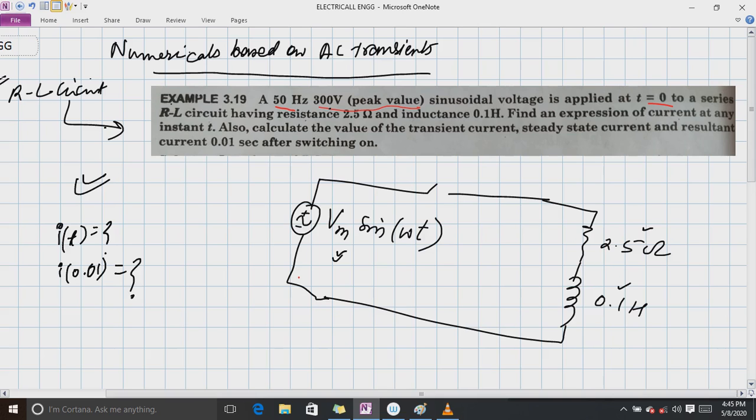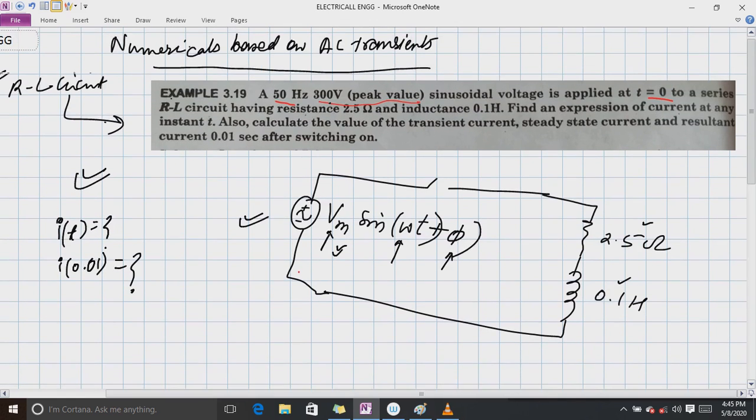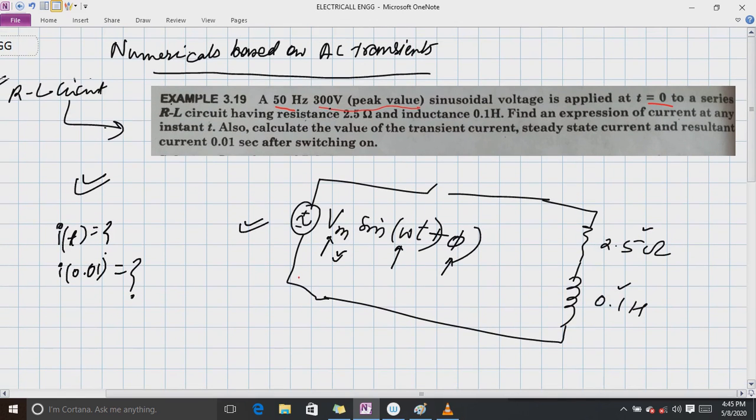So now you have two things to find out. How to proceed? Actually, in standard form it is plus phi, as we have derived. So the first thing we need to find out is the value of phi, the value of omega, and the value of Vm. Rest all things we know. So 300 volt is given, so Vm is equal to 300 volt.